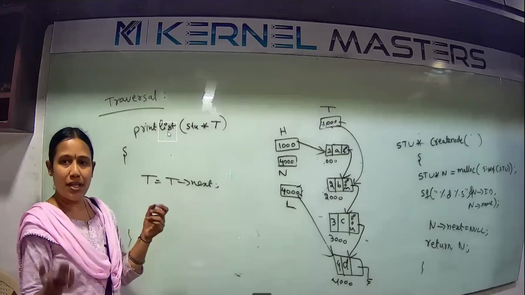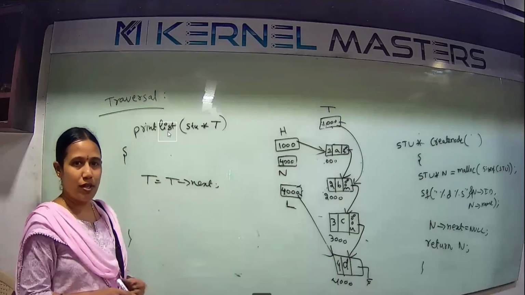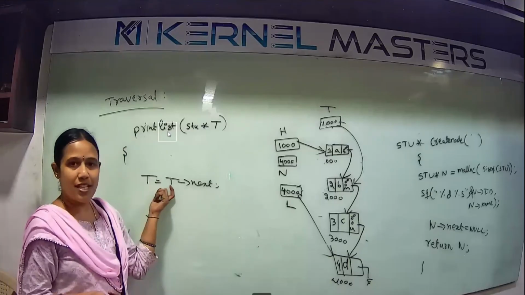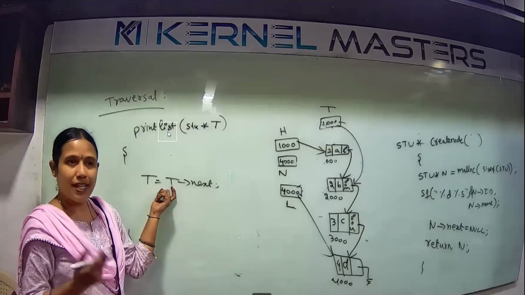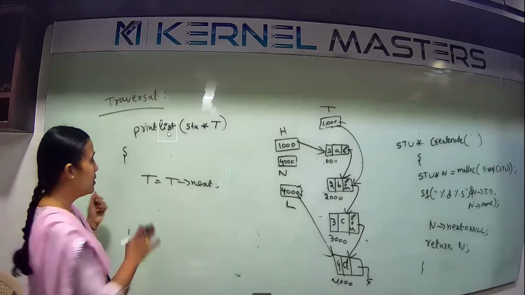This is like increment. In our array, if you have to keep on going, the index you will increment, right? This is your index. T is your index, you can assume. But it is not increment, it is next. Next, you will move. Okay?